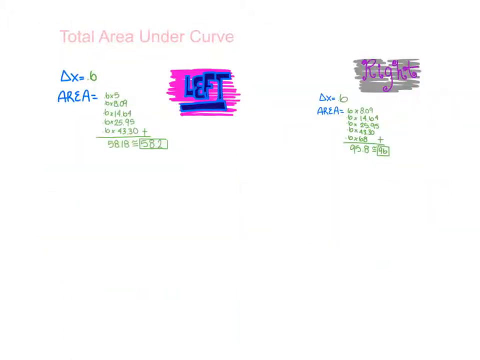To find the area under the curve, we must take the approximate area under the curve from both the left and right endpoint rectangles, and then take their sum and divide it by 2, and that will give us the average of the two areas, which will in turn give us the area under the curve. And in our case, the area under the curve is 77.1.